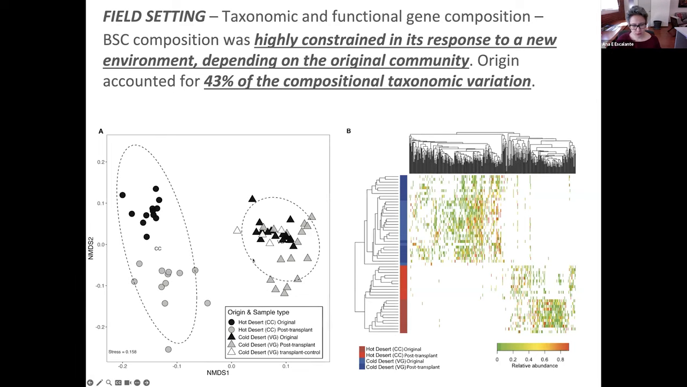So what you can see is that despite the time of the transplant, composition does not converge between hot and cold deserts. They're still more similar among them than between them.